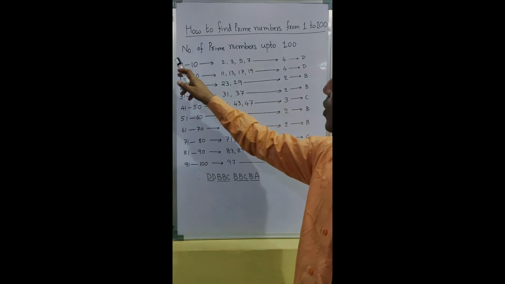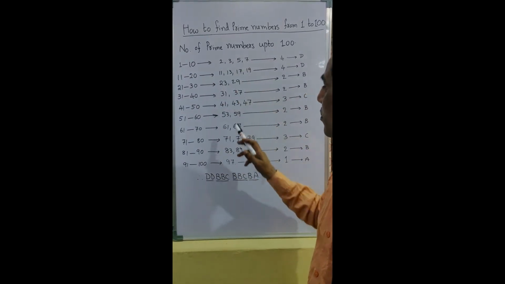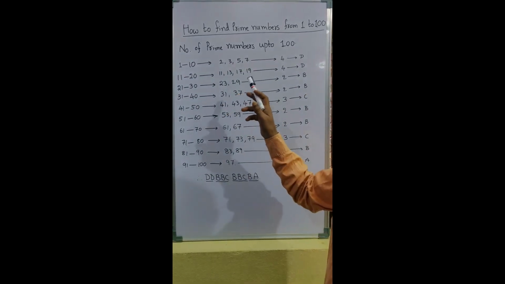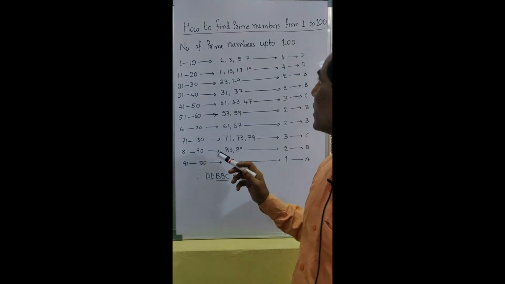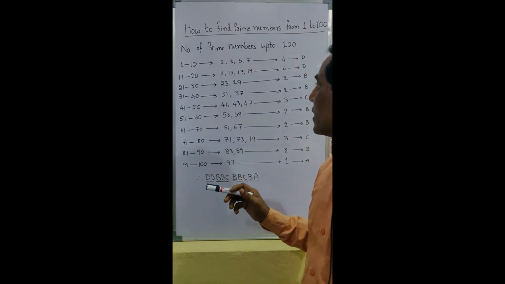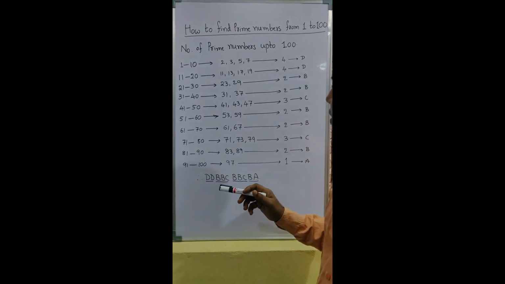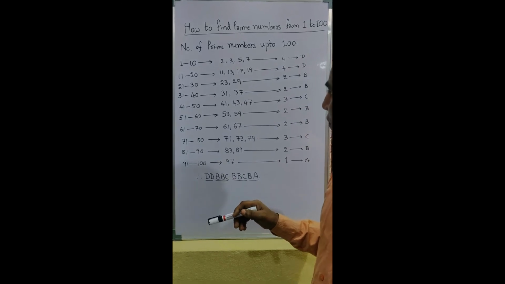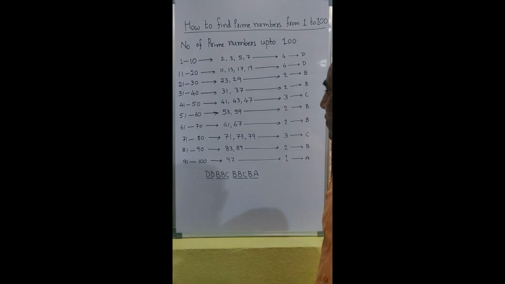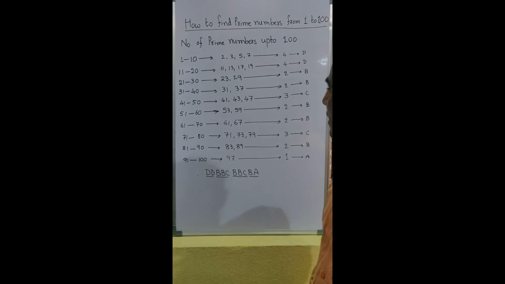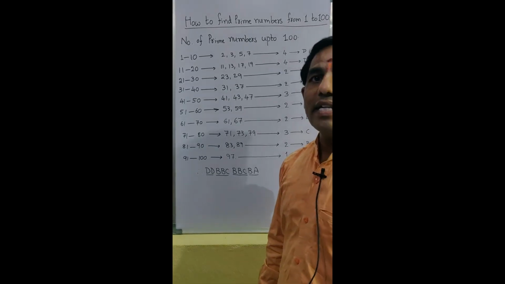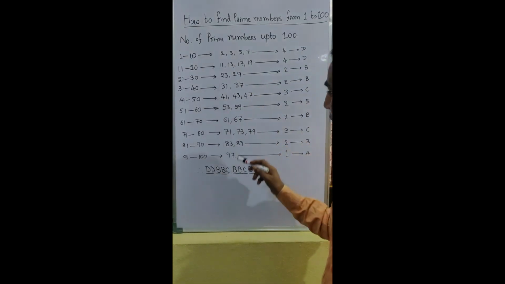Okay, in total from 1 to 100 these are the prime numbers: 2, 3, 5, 7, 11, 13, 17, 19, 23, 29, 31, 37, 41, 43, 47, 53, 59, 61, 67, 71, 73, 79, 83, 89 and 97. These are the prime numbers.